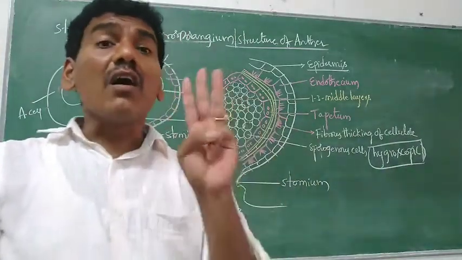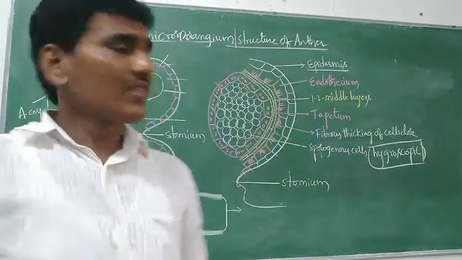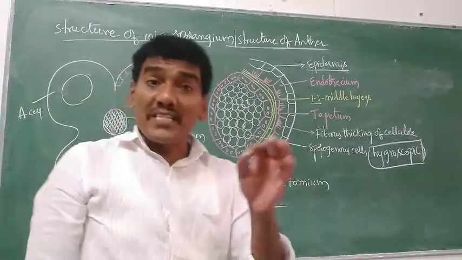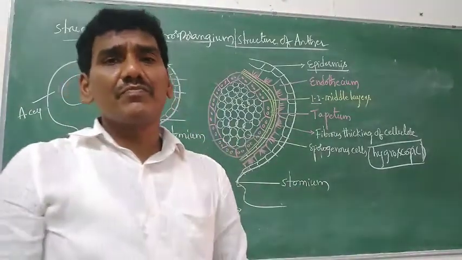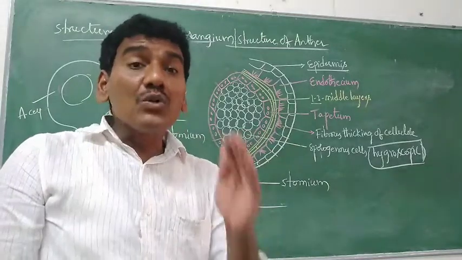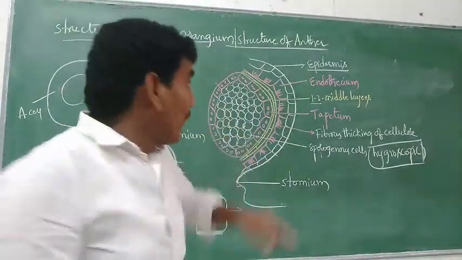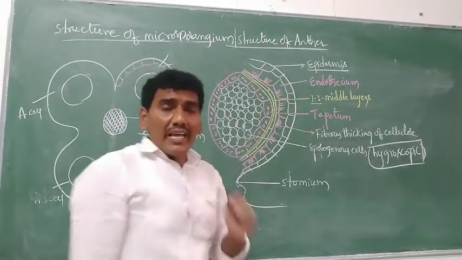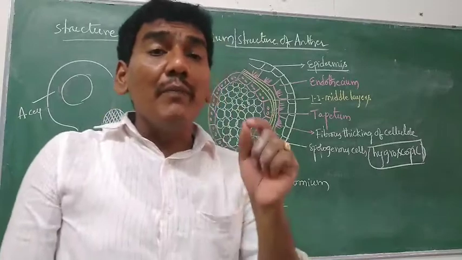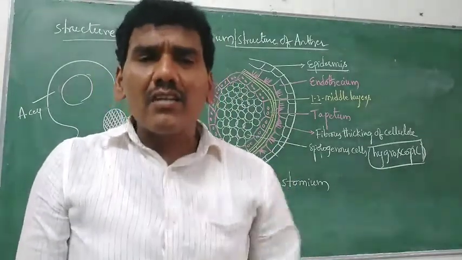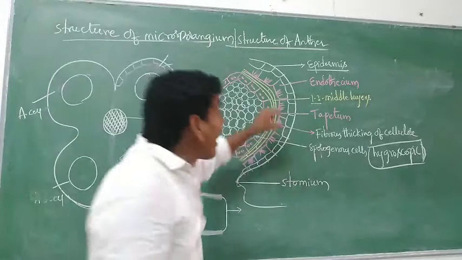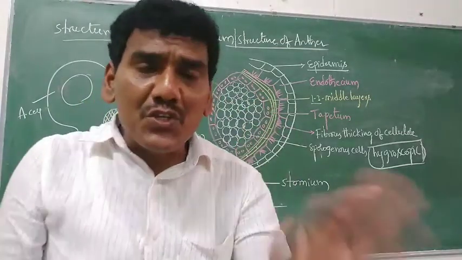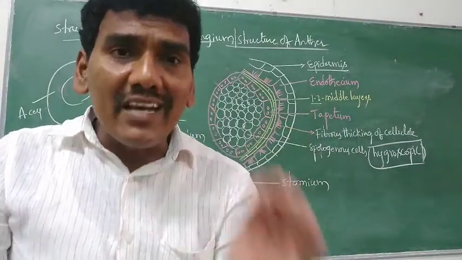Next one, the third layer is known as the middle layers. Here, 1 to 3 celled middle layers are present below the endothecium, between the endothecium and tapetum. What is the main function of the middle layers? The middle layers are mainly made up of parenchymal tissue, which stores food materials.